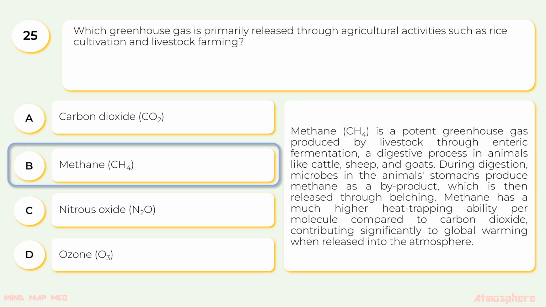Methane is a potent greenhouse gas produced by livestock through enteric fermentation, a digestive process in animals like cattle, sheep, and goats. During digestion, microbes in the animal stomachs produce methane as a byproduct, which is then released through belching. Methane has a much higher heat trapping ability per molecule compared to carbon dioxide, contributing significantly to global warming when released into the atmosphere.